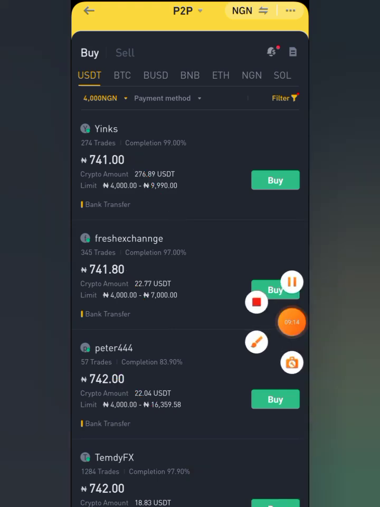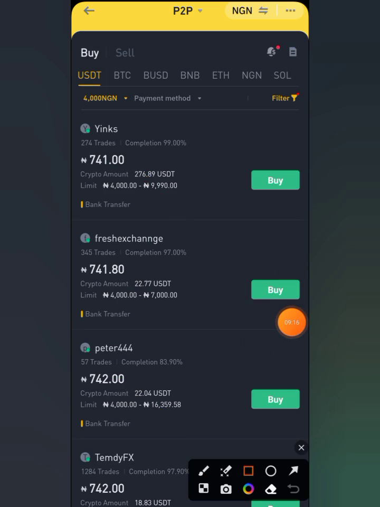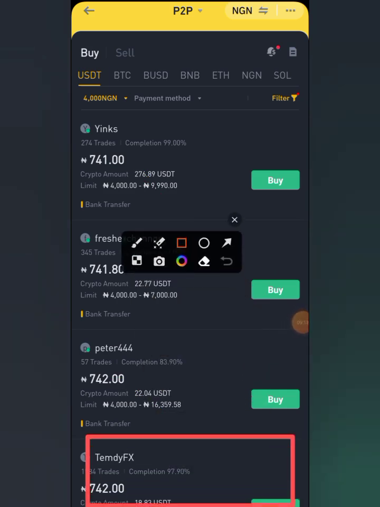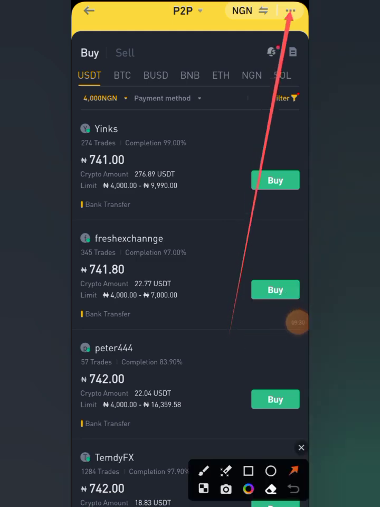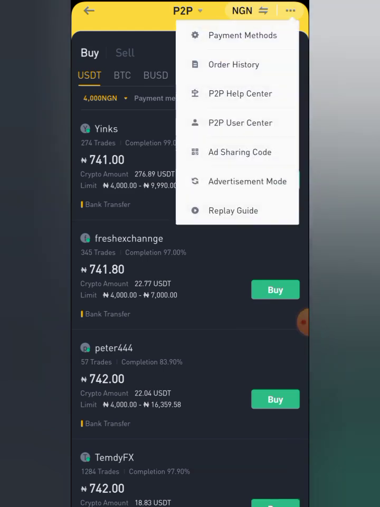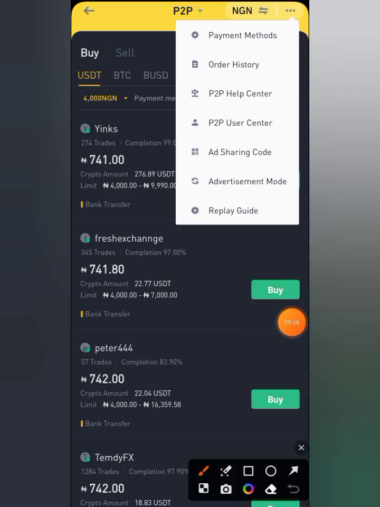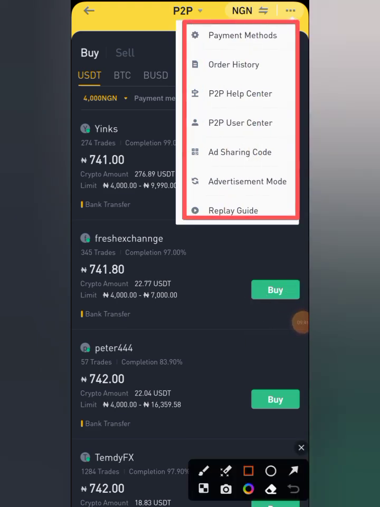Now if you look at the downside of my screen, you will find out that there is nothing here now. But for you to set up where you can post your ad, all you need to do is to come to this place. Once you come to this place, click on this 3 dot here. Once you click on this 3 dot, it's going to bring you to a place, and now you will see all these things here.